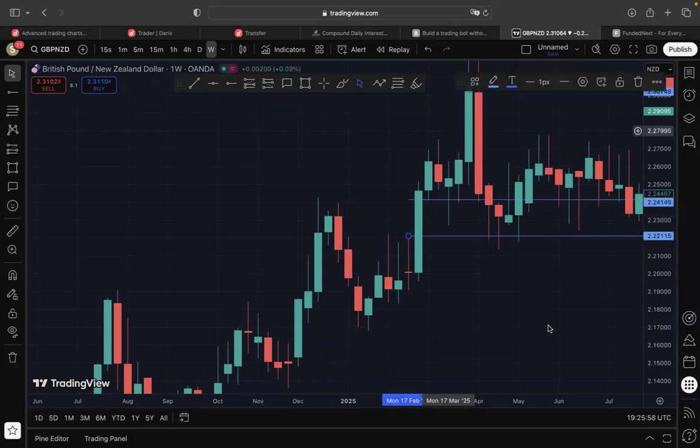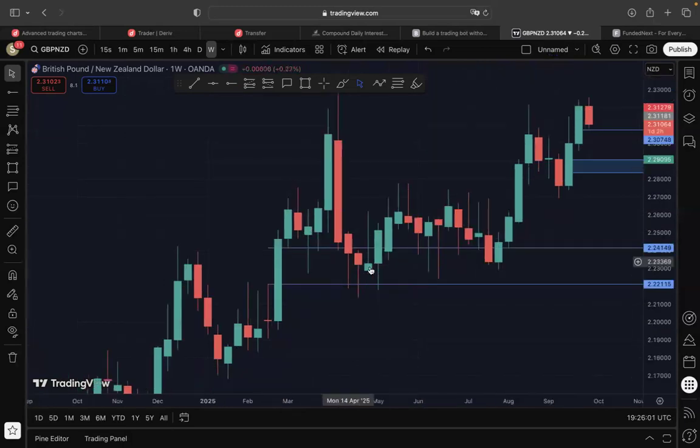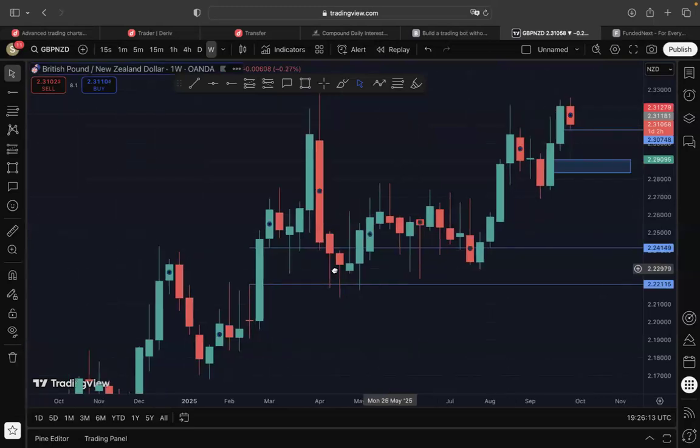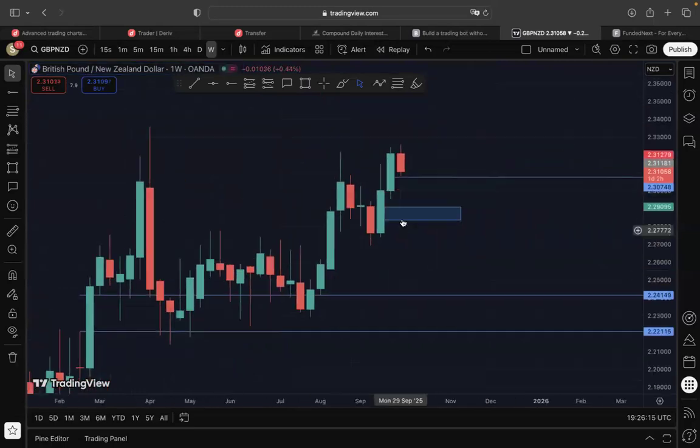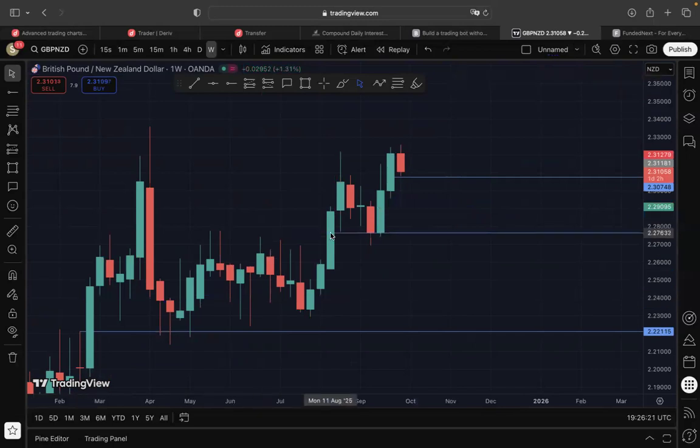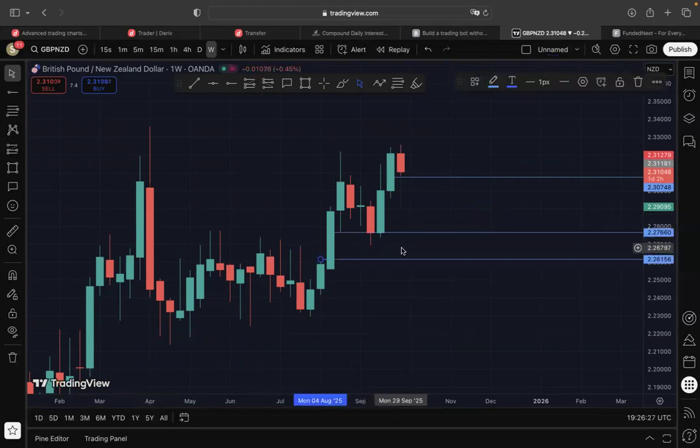And then the market what? Tap into it, fill the gap, as you can see. It serves as a point of interest. It serves as a demand zone. This is what we call a demand zone, right? As you can see. This is another gap here. As you can see, the market taps into our gap.